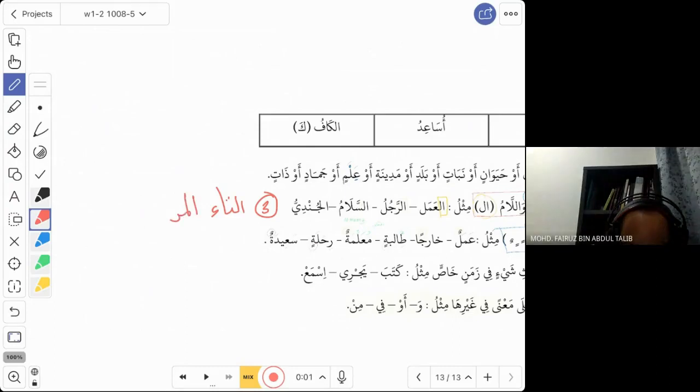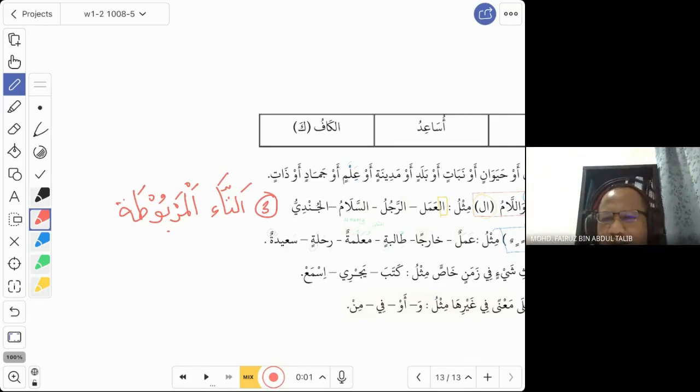Ta marbuta. What is this ta marbuta? Anybody remembers what is this ta marbuta? We learned this during the lesson of alif ba ta. I said there are a few additional letters. Ta marbuta. Anyone remembers what is this?